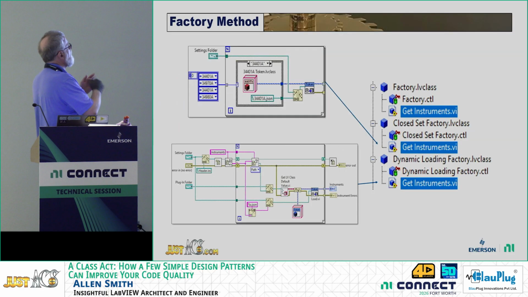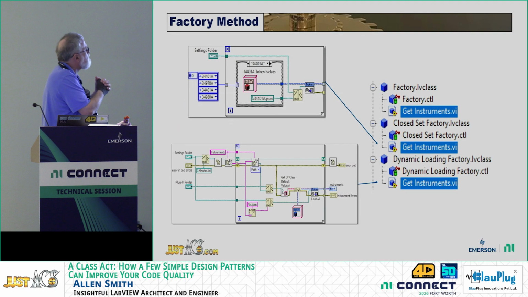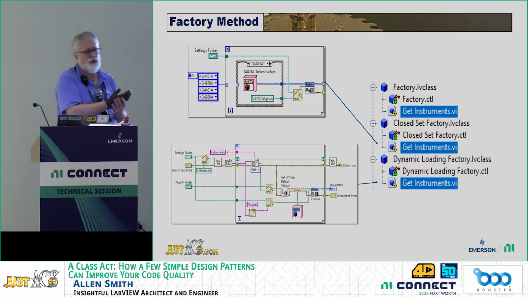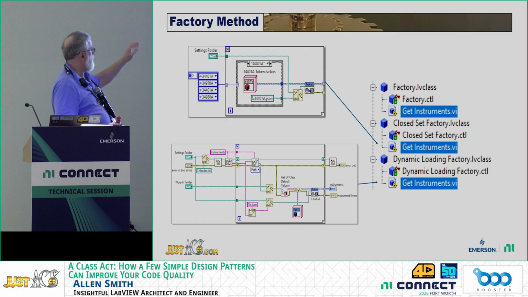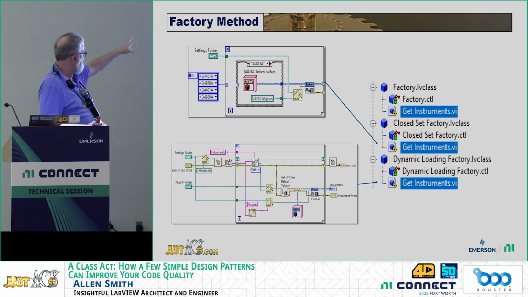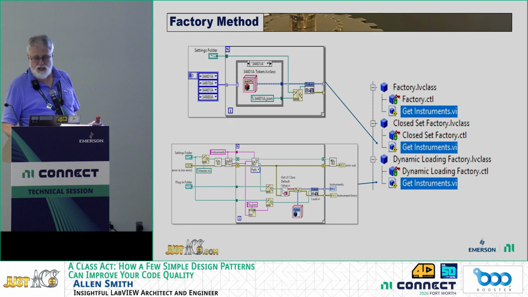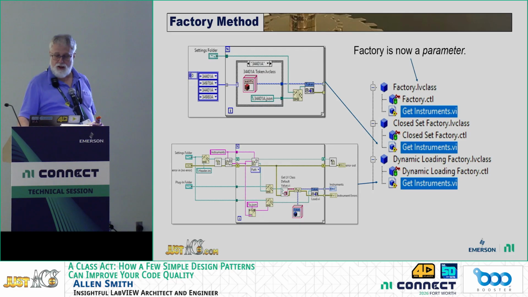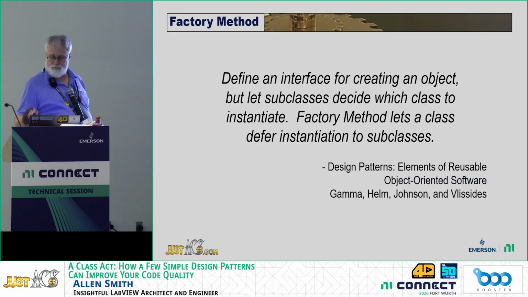In that, I say, cool, I'm going to make a parent class called factory. It has a VI called getInstruments. It's dynamic dispatch. And then for the closed set factory, on the closed set load, for dynamic loading factory, I'll load from disk, right? And now, factory is a parameter. Remember that classes are data. I can pass them around like a piece of data. That's actually what factory method is, I'll show you that in a second.